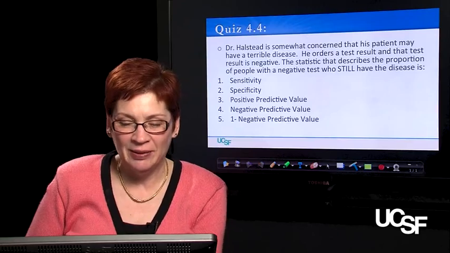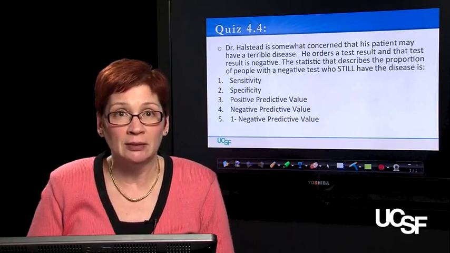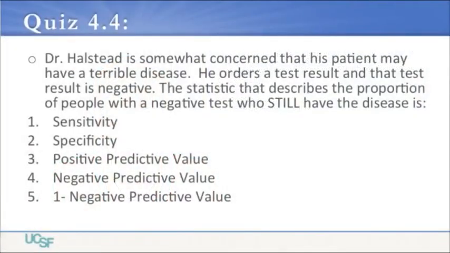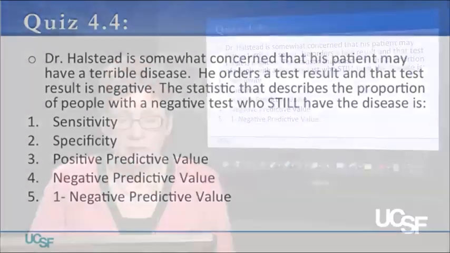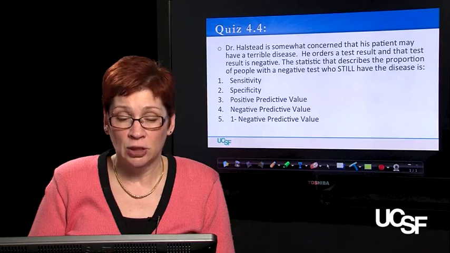Quiz 4.4. All right, so Dr. Osler's colleague, Dr. Halstead, is in our quiz 4.4, so it gives you another opportunity to work through one of these contingency tables in the abstract. So Dr. Halstead is somewhat concerned that his patient may have a terrible disease. He orders a test, and that test result is negative. The statistic that describes the proportion of people with a negative test who still actually have the disease is number 1, sensitivity, number 2, specificity, number 3, positive predictive value, number 4, negative predictive value, or number 5, 1 minus negative predictive value. Choose your answer, and then we'll draw a table to analyze this question.